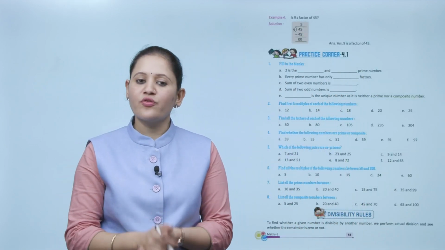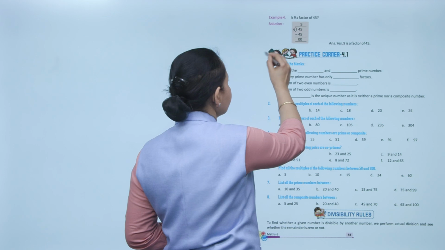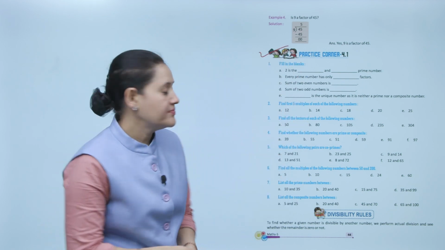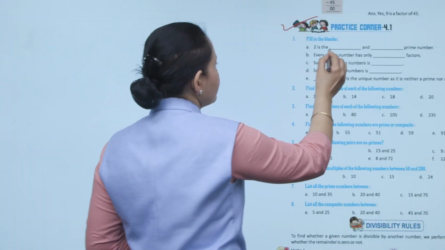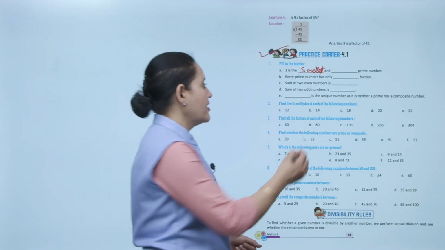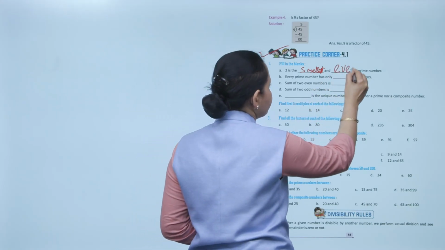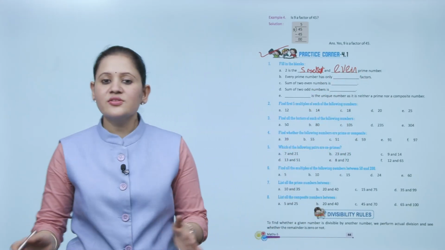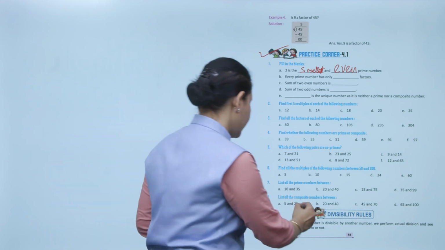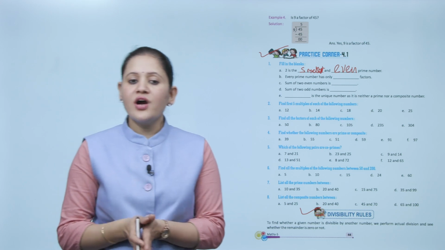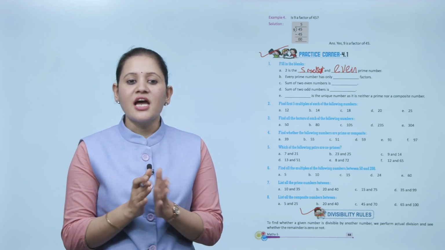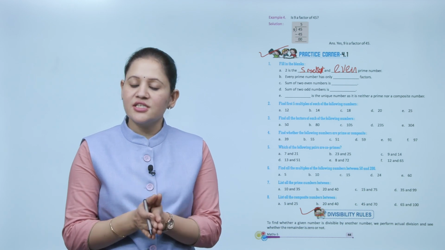Next is practice corner 4.1. Two is the smallest and even prime number. Clear? So practice all the questions of this exercise. Next is divisibility rule. To find whether the given number is divisible by another number, we perform actual division and see whether the remainder is 0 or not.